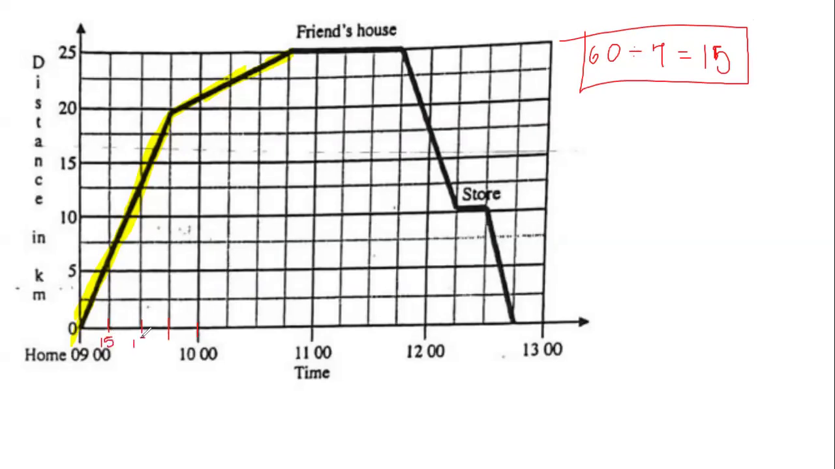Or you just could use regular mental math to figure it out. So we know that he arrived at his friend's house at 10:45. 15 minutes away from 11, 10:40, 11 o'clock.